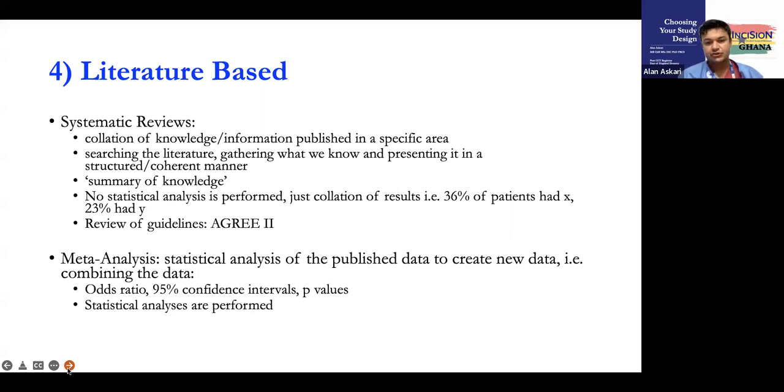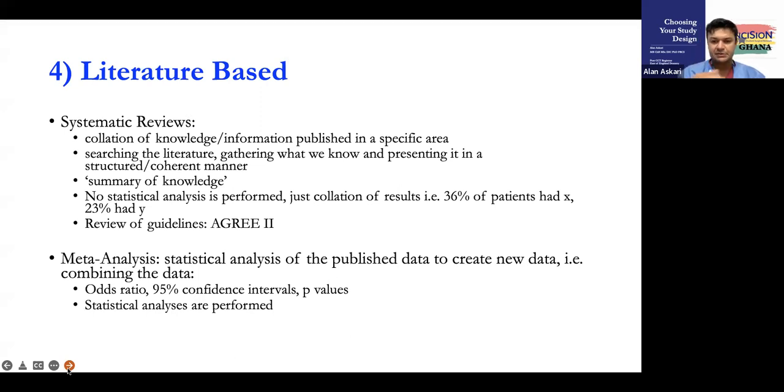You're searching the literature, you're gathering what's known about it, and you're presenting it, condensing it, summarizing it for a reader, so that a clinician like yourself across the world doesn't have to sift through 50, 60, 100 articles to try and see, well, what's the gist of this topic? You know, what's the answer here? You have done the hard work for them, essentially.